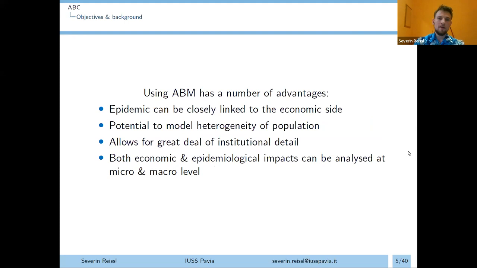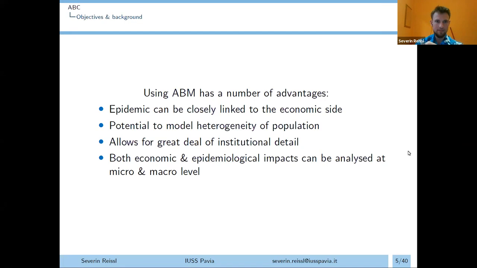Now, why would we use an agent-based model to look at the impacts of the pandemic? In my view, an agent-based methodology in this context offers a number of advantages. The first one, as we saw a month ago and as we are going to see today again, is that the agent-based methodology gives us a lot of possibilities to closely link the epidemic and the epidemiological dynamics to the economic side of the model.